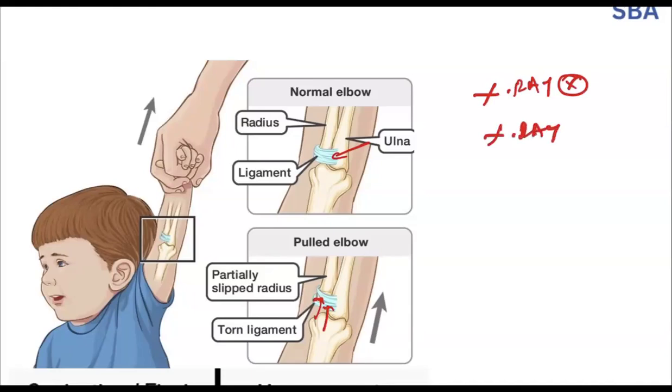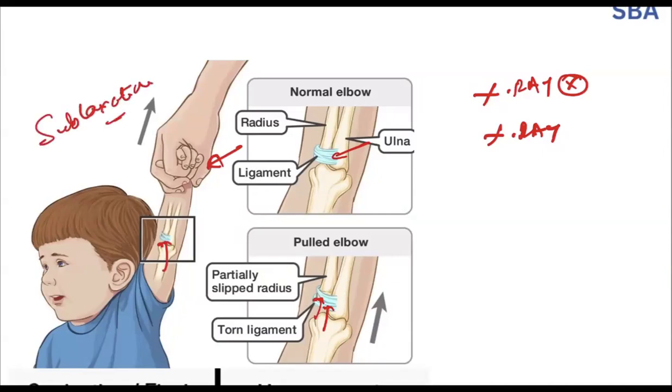So how do you manage this, or what is the classical history? The classical history is, as the name suggests, a pulled elbow. Usually in a toddler, they see a toy or something in the shop and start running towards it. The mother or father pulls the kid towards them by holding the hand as shown here. That's why the name is pulled elbow. This causes dislocation of the radial head from the annular ligament. Usually it is a partial dislocation, hence it is known as subluxation.